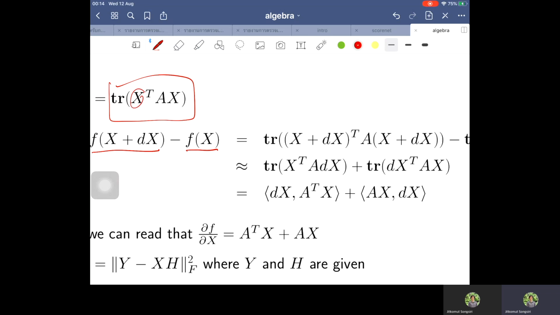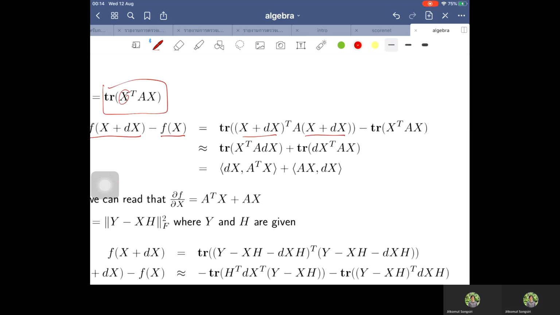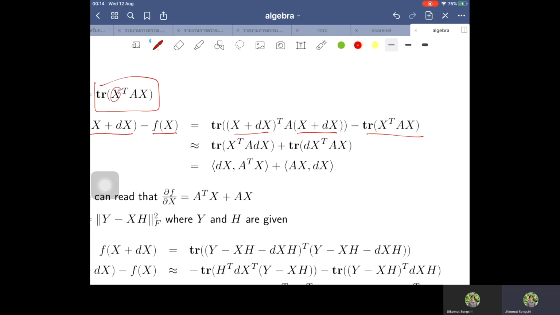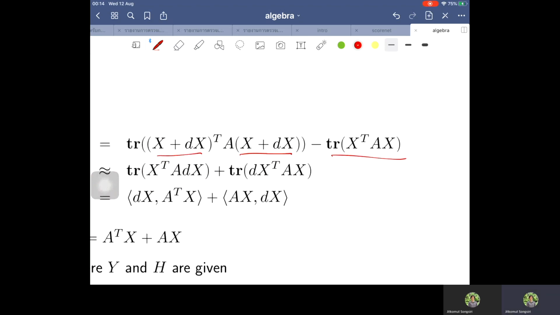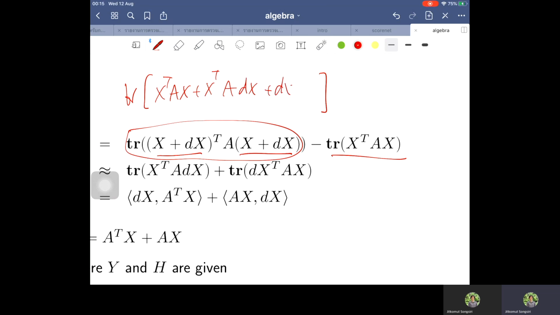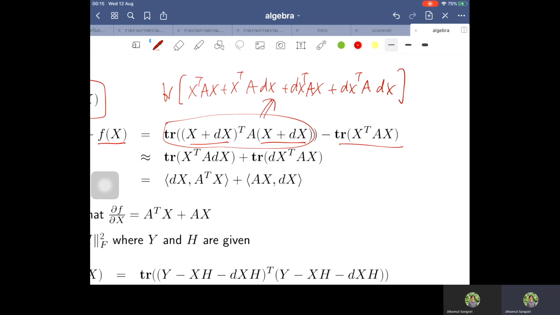Of course, x plus dx minus f(x). Now let's expand this term. I'm just going to multiply everything out. So it's going to be x transpose Ax plus x transpose A dx plus dx transpose Ax, plus dx transpose A dx. This is the first term.